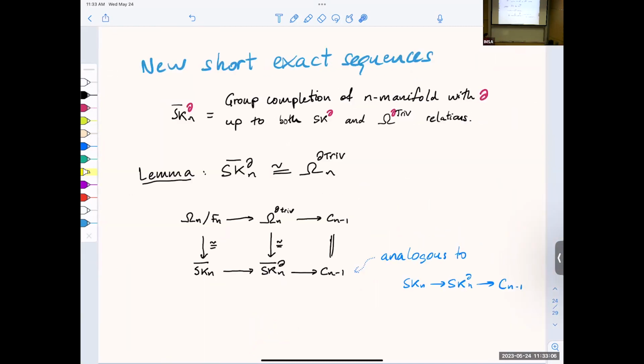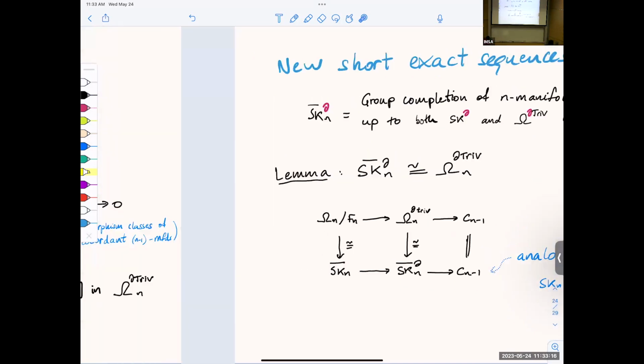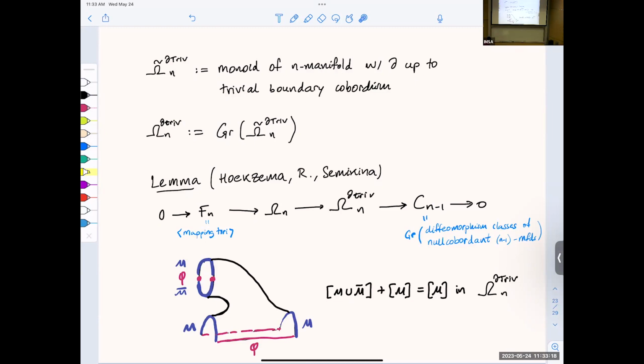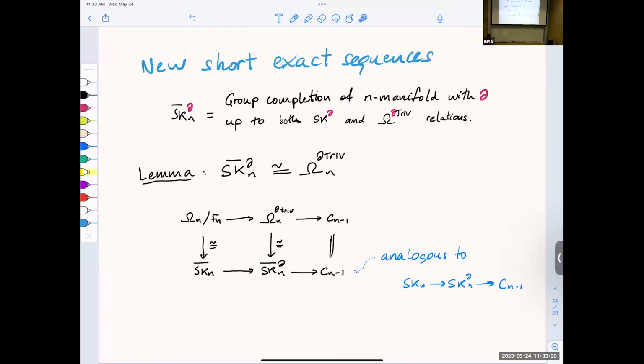And we're going to use that four-term exact sequence to now see what's the connection between the trivial boundary cobordism group and SK bar. It turns out that I could have just taken my four-term exact sequence here, and take this quotient so that I get a short exact sequence. So it's just a rewrite. And now, what do we see here? I explained before the existence of this short exact sequence, which related the classical SK groups with the SK boundary groups.